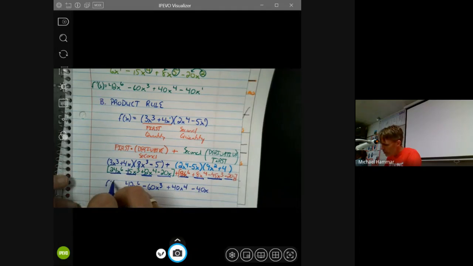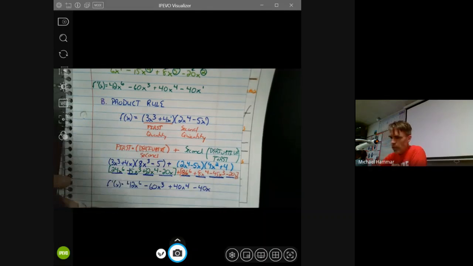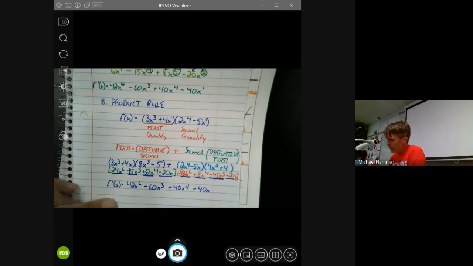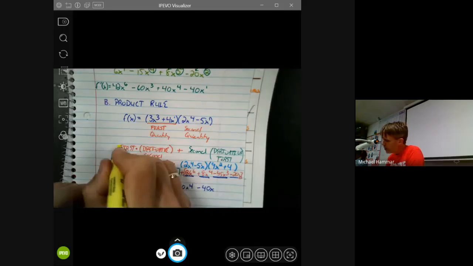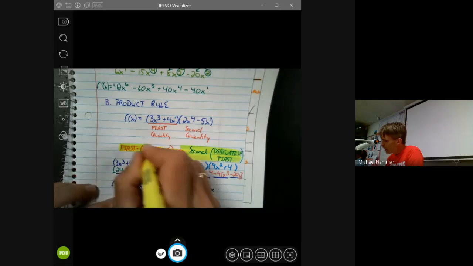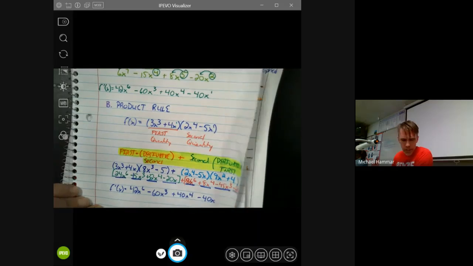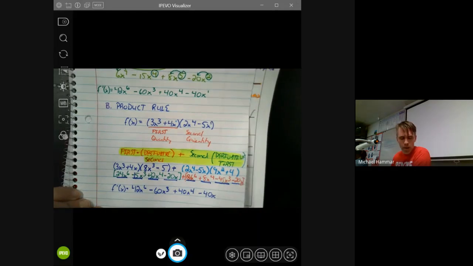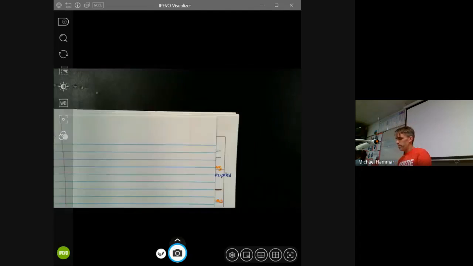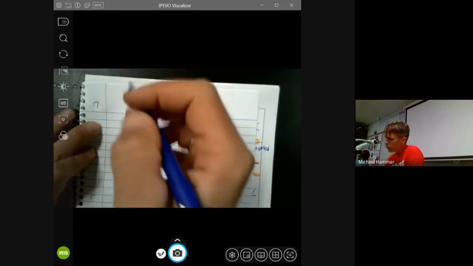So notice that the derivative of this is the same as the derivative when we multiplied it out. This is how the product rule works. You need to know that it's the first times the derivative of the second plus the second times the derivative of the first. So what I'd like to do is show you one more problem that involves using this. And then we will be done with what the product rule is, because the product rule is fairly straightforward.